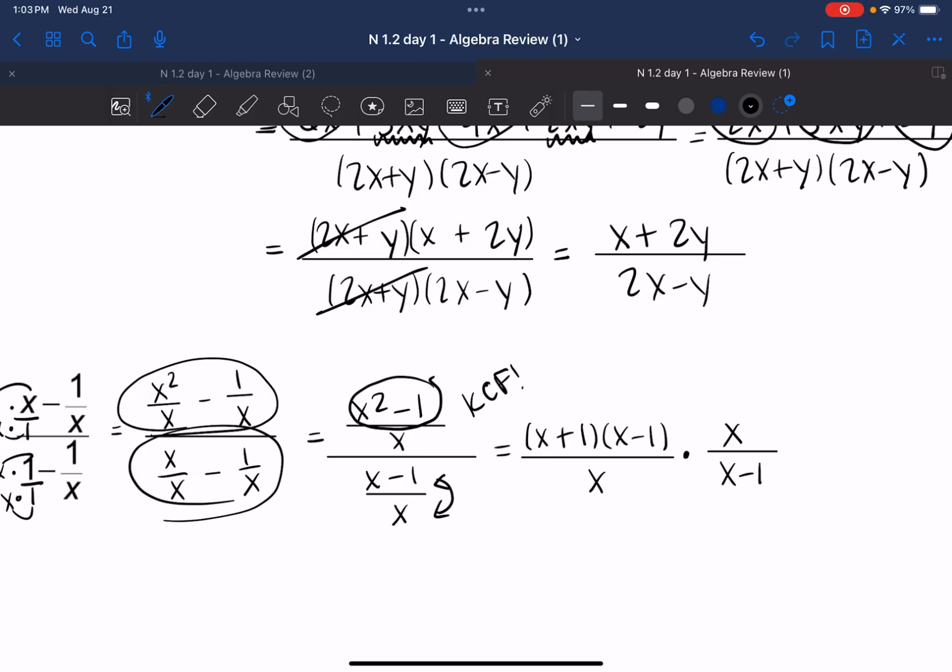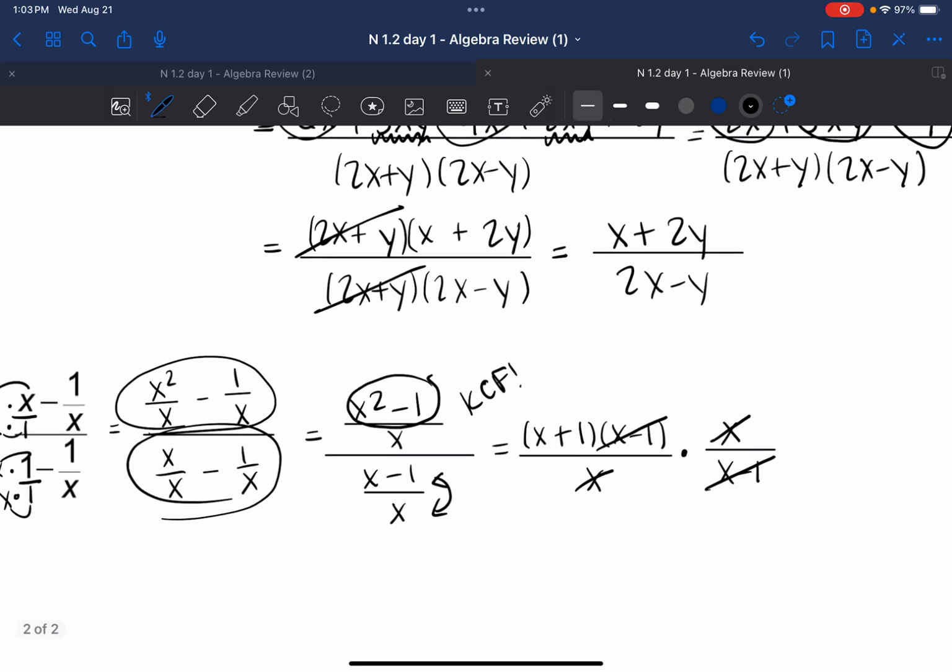And again, we have a few things that are going to divide out for us. So x minus 1 and x minus 1, x and x. And all we are left with in that numerator is x plus 1, and everything in the denominator divided out to 1. So our final answer is x plus 1.